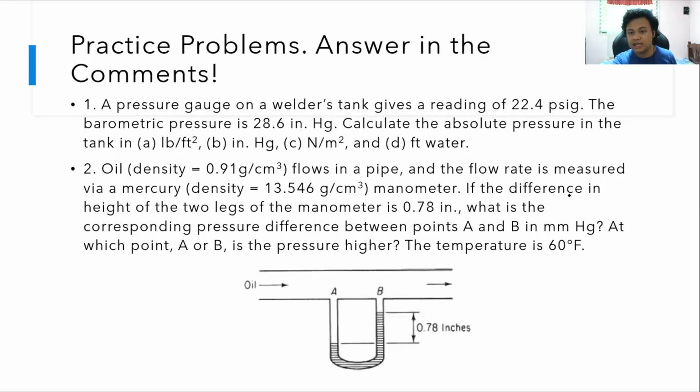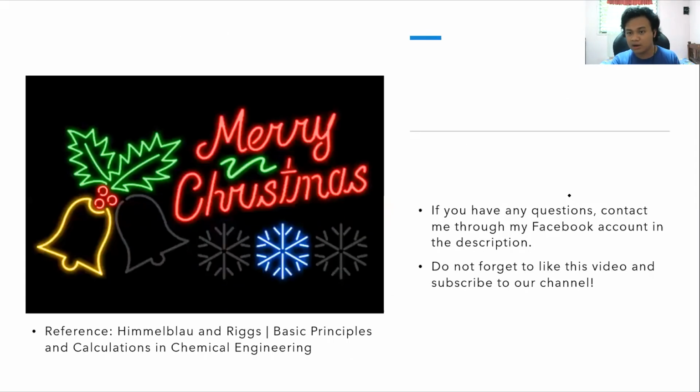Now I will give you the sample problems. So these are really easy practice problems. You can do this on your own, okay? And then I would like to see your answers in the comments, okay? So number 2 is really similar to the problem we have just done, and then number 1 is just conversion, okay? So that's it for our last lecture for the basics of chemical engineering.